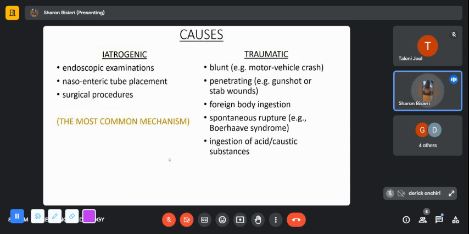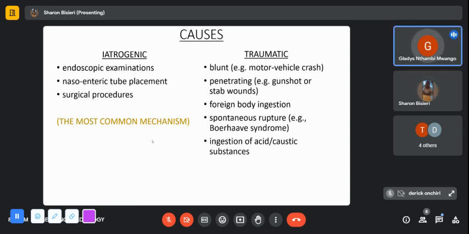When it comes to the causes of esophageal tears, we can broadly look at it in 2 ways. It can be iatrogenic or traumatic, of which iatrogenic is the most common mechanism. Under this, we commonly have endoscopic procedures resulting in esophageal tears. You can also have nasoenteric tube placements and other surgical procedures that involve the esophagus.